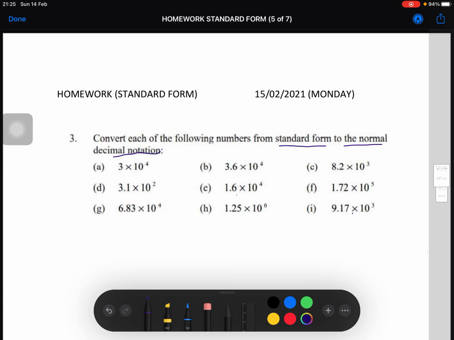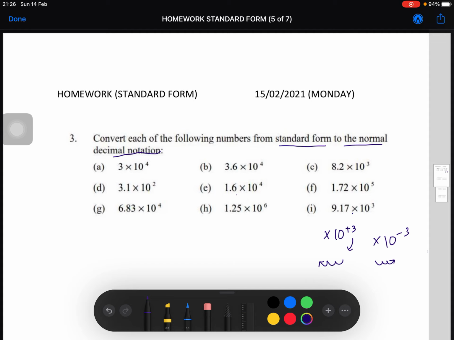Before we start discussing question 3A, I want to tell you the concept. If standard form is times 10 to the power of positive 3, that means the decimal is moving to the left, 3 times. If it is times 10 to the power of negative 3, that means the decimal is moving to the right, 3 times.